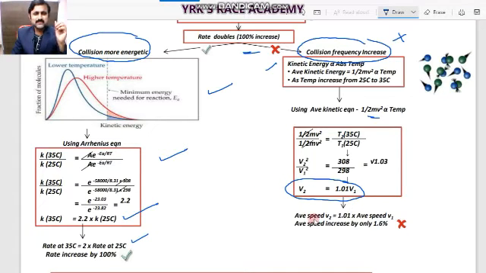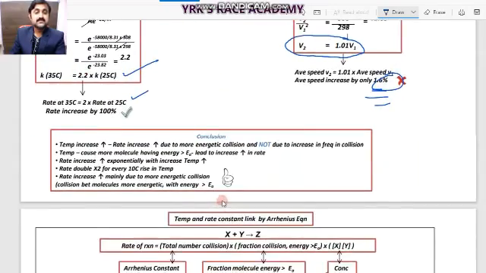What is the meaning of this one? The average speed increased by only 1%, 1.01 times, which means the collision frequency increase is not significant. So that means collision frequency increase is not happening. The collisions happening more energetically in this case, that is accepted. So the Arrhenius theory is accepted in this particular case.